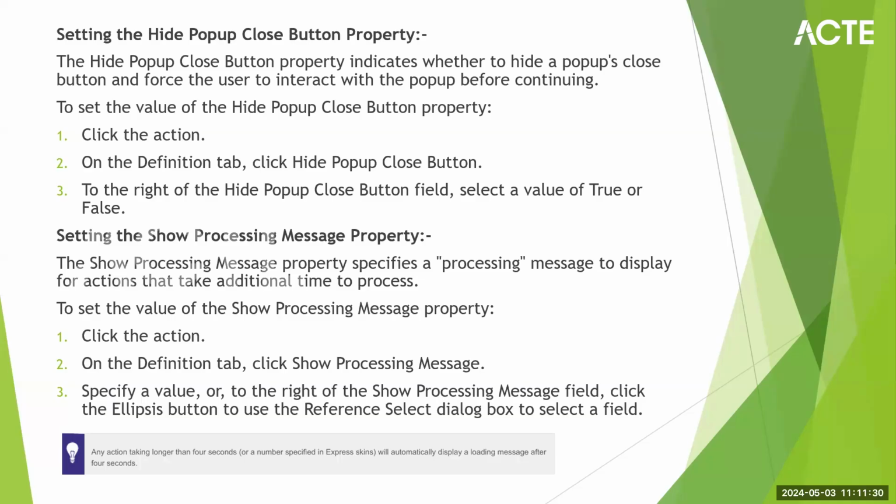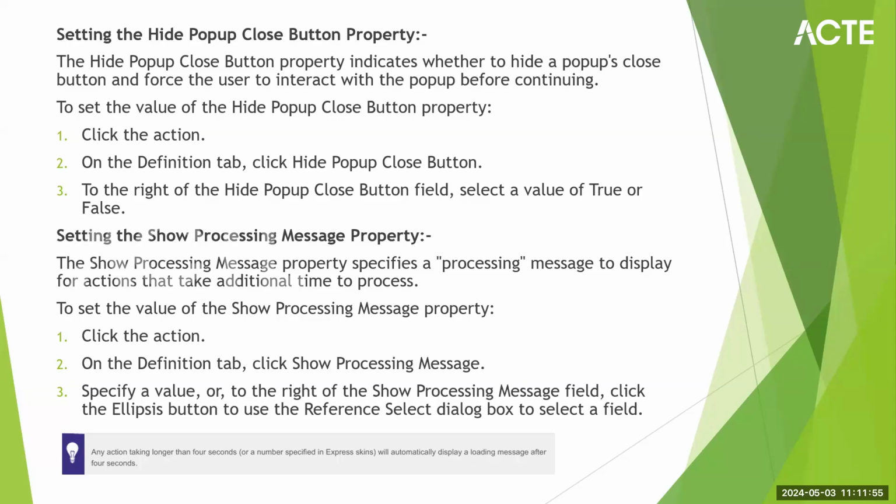How do you do that? Click on the action, and on the definition tab, click on the hide pop-up close button. To the right of that, select the value true or false. Whether the button should display or not, you are giving it as a true or false value.